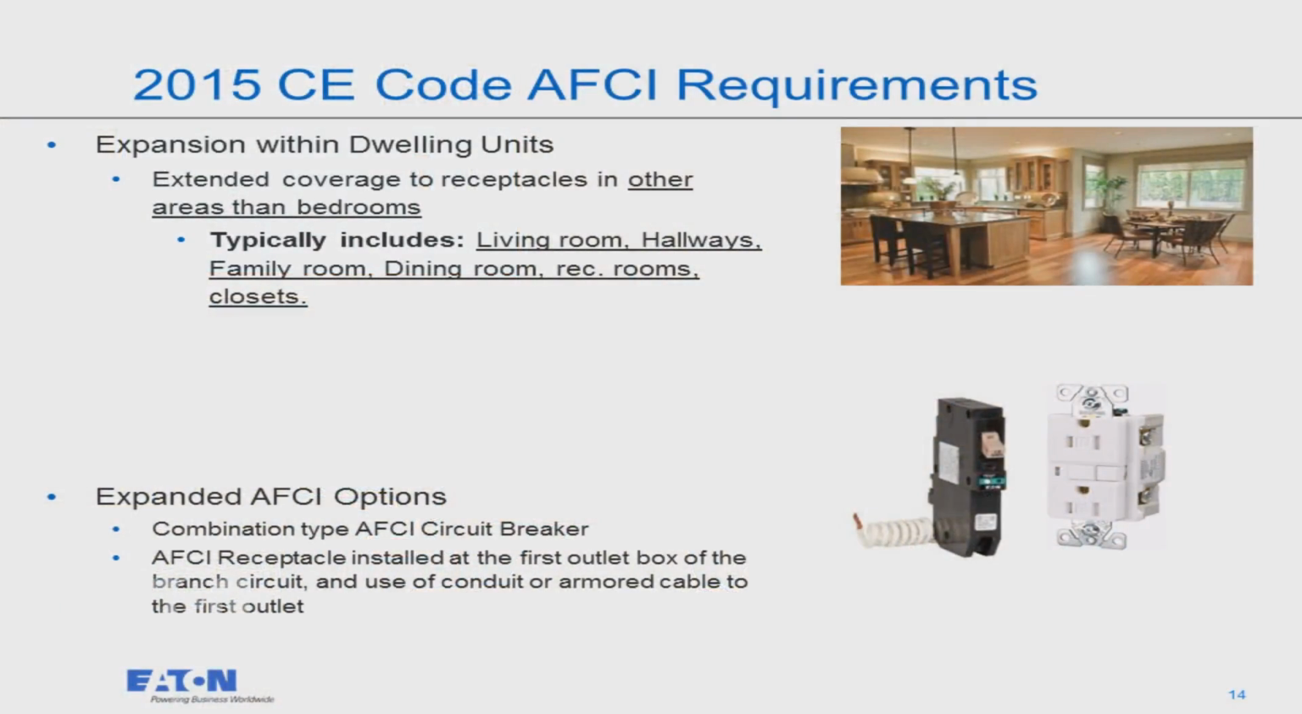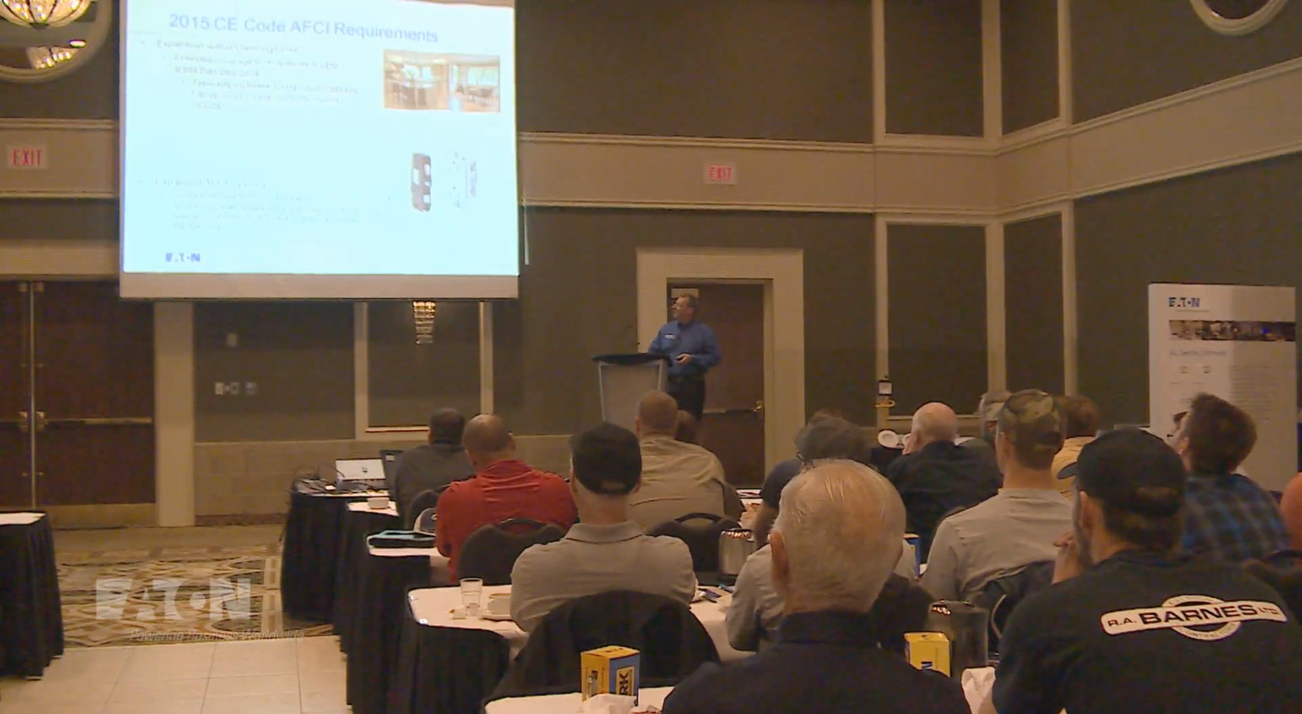So basically, the 2015 code for the AFCI requirements is an expansion within all the dwelling units, extending coverage to the receptacles in more than just the bedrooms. So typically this will now include your living rooms, your hallways, your closets, rec rooms, all of those living spaces. It also has expanded AFCI options.